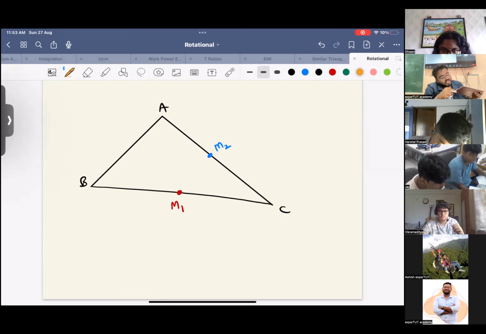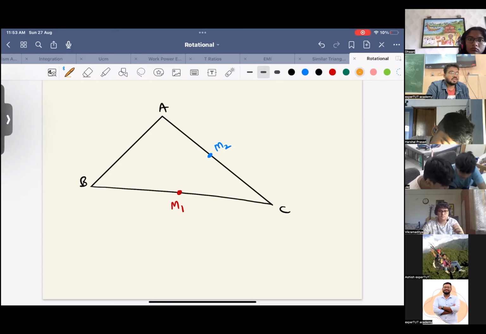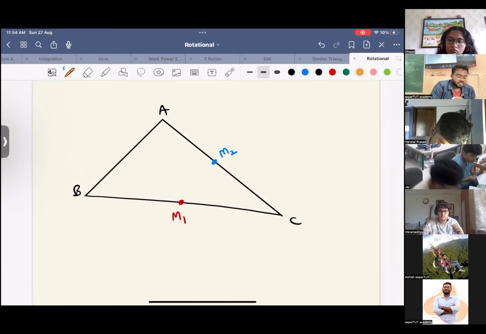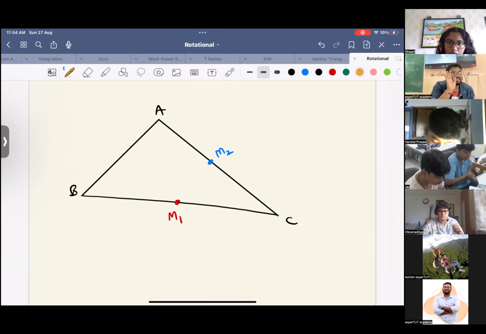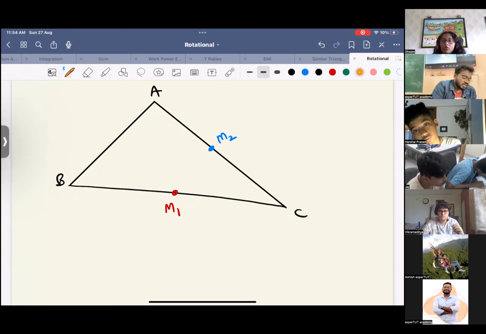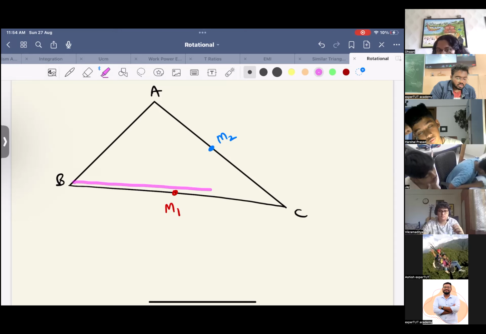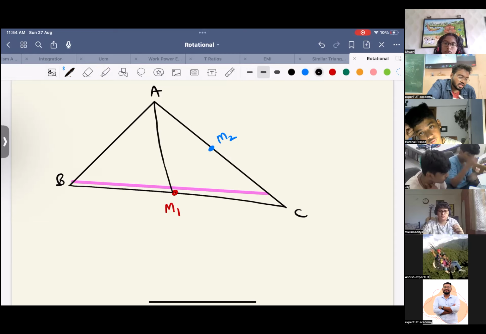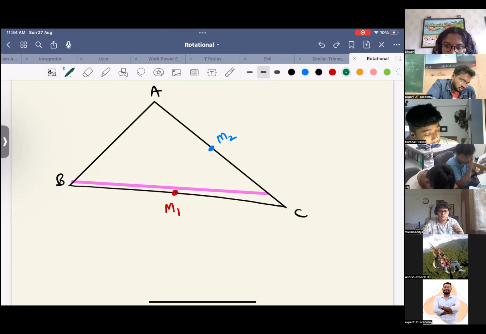I'm a very English-hitting person, okay. Now if you think of these as thin strips, how will you find the center of mass if you divide this triangle into thin strips? So let's say there is a thin strip here. By the way, a median is the line joining, so this median AM1.